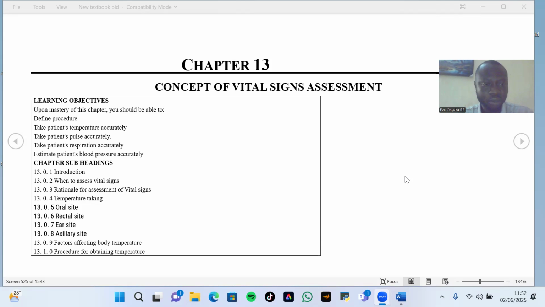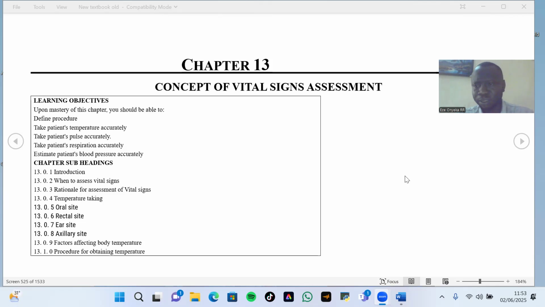Upon completion of this particular section, you should be able to define what procedures are, how to take patient temperature accurately, how to take patient's pulse accurately, and how to take patient's respiration accurately. Then finally, how to take the blood pressures. So these are the expectations you should be able to meet at the end of this particular section.